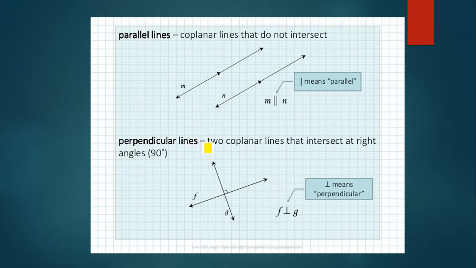Now perpendicular lines: two coplanar lines that intersect at right angles, 90 degrees. So here you can see this is at 90 degrees, and can you see this symbol? This way you can represent it, so here F is perpendicular to G.